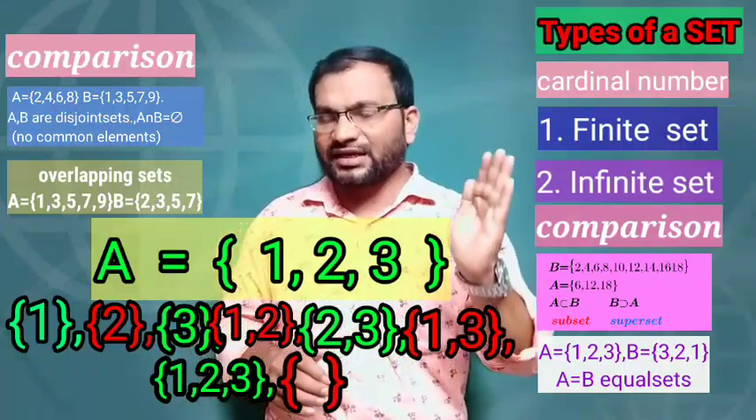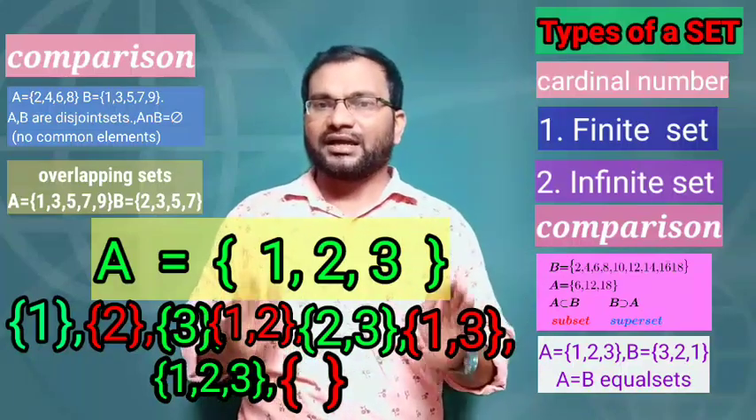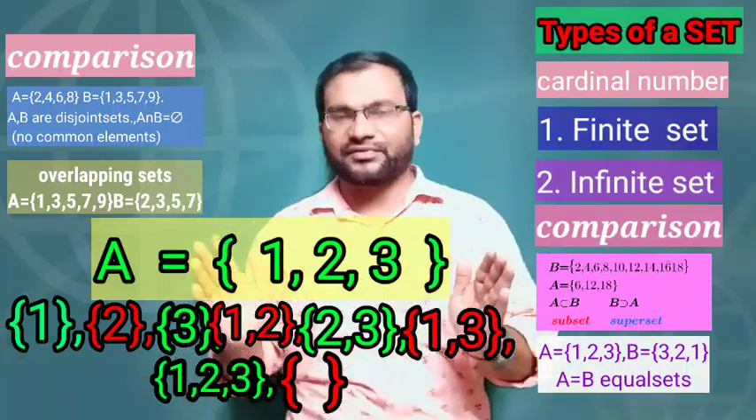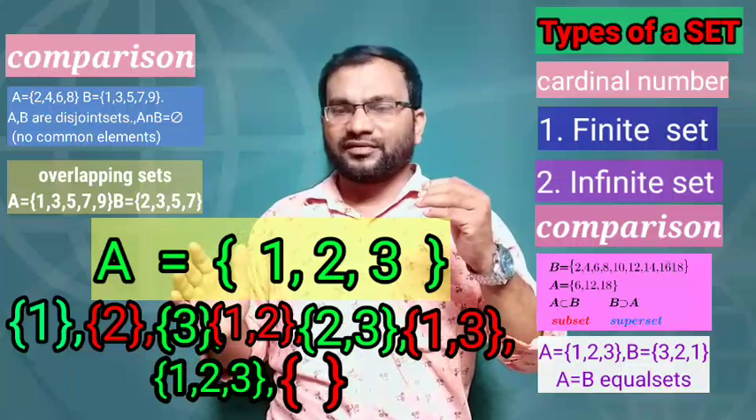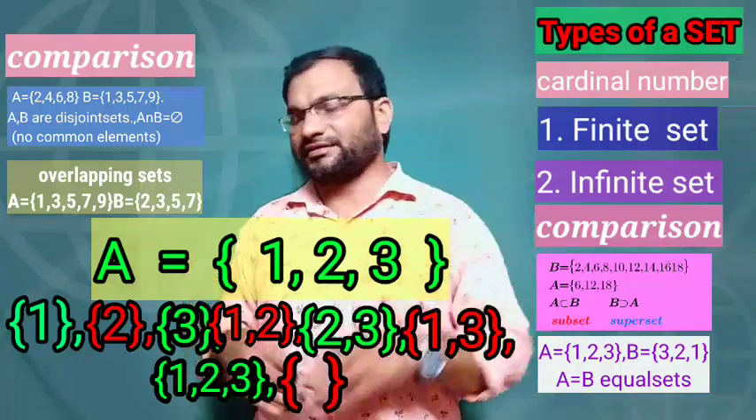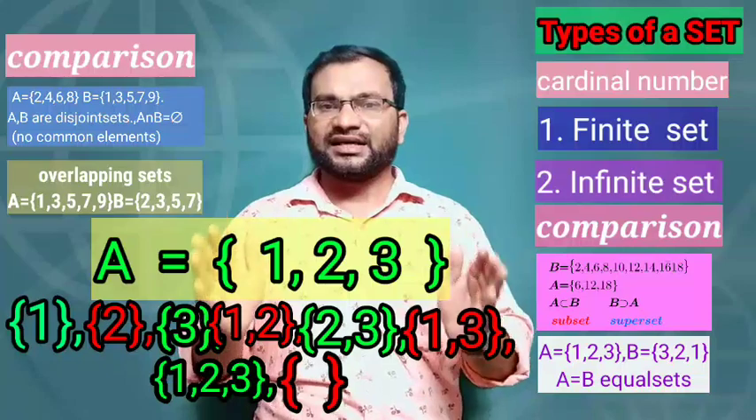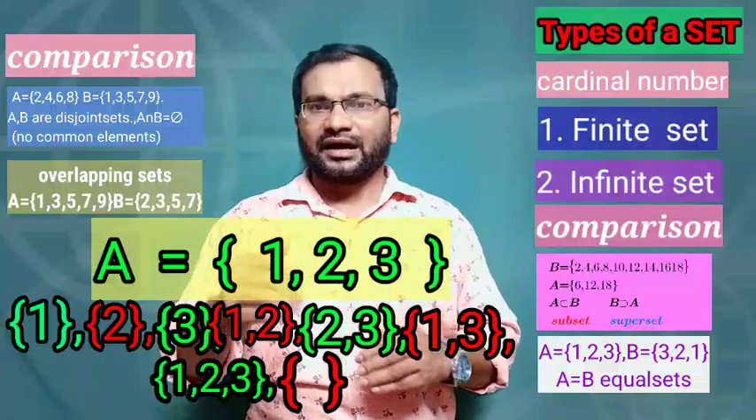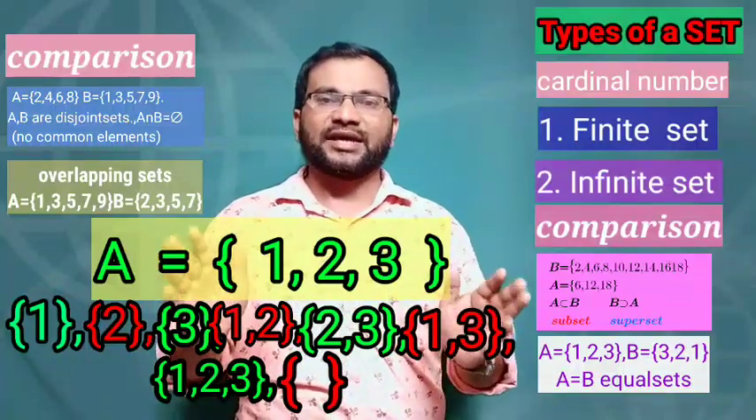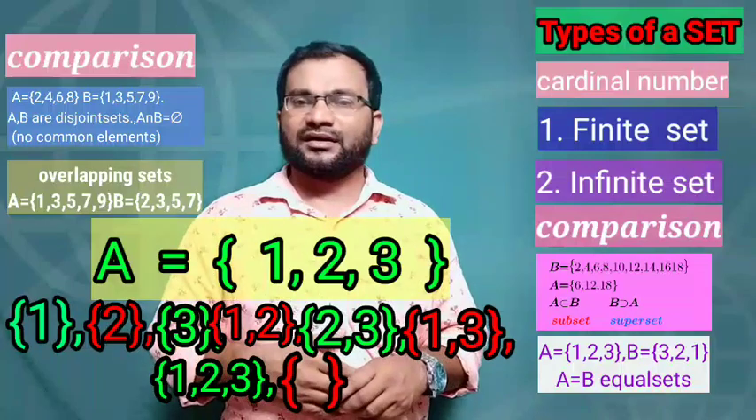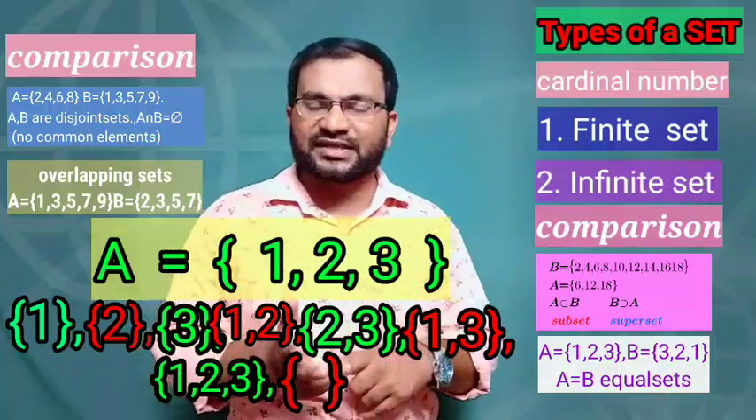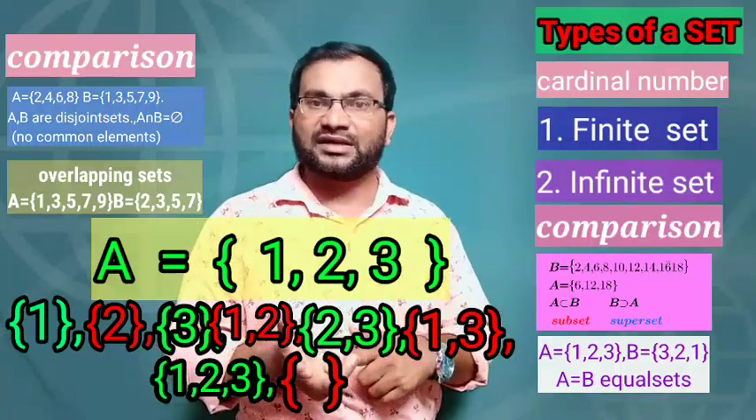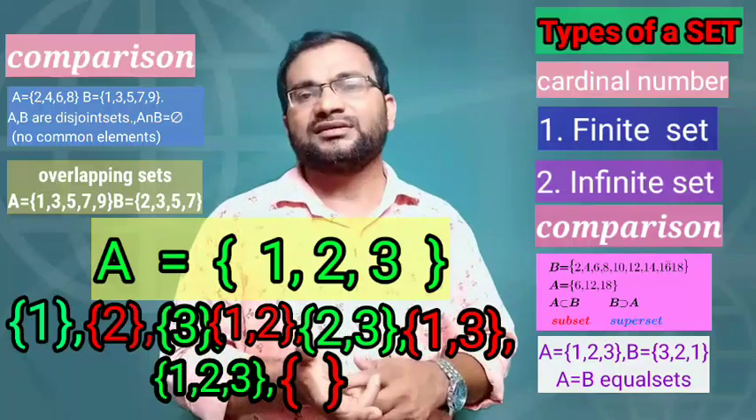So from the set A, the set of 1, 2, 3, I can prepare 8 types of sets. These 8 sets came from set A. Set A has only 3 elements, but I get 8 types of sets, 8 types of groups. They are different components. Some are interested in math, some in science, some in social, some are playing cricket, some are watching movies, some do not watch serials.